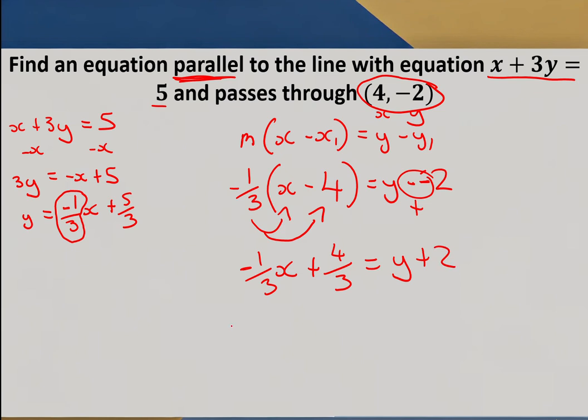I can then get y by itself if I take away 2 from both sides. So I'm left with 4 over 3 take away 2. So 4 over 3 take away 2 will be negative 2/3.